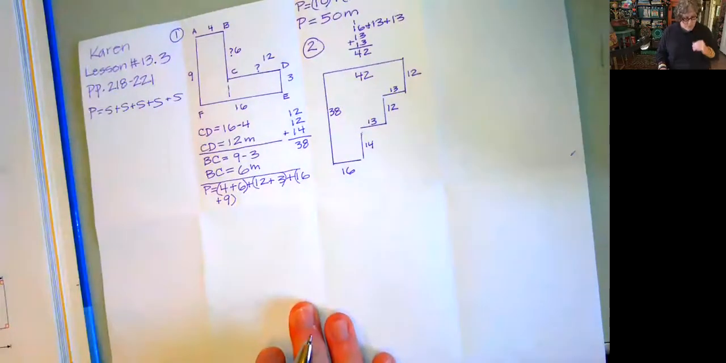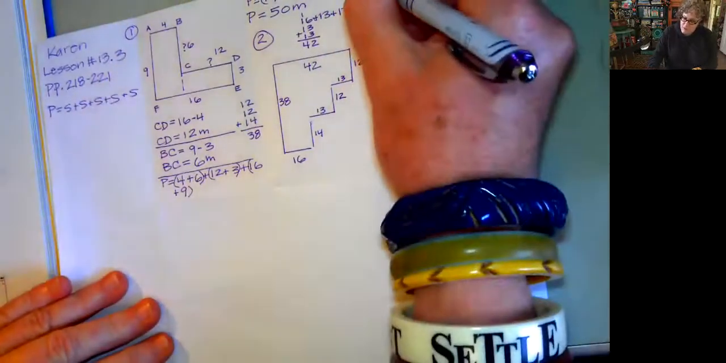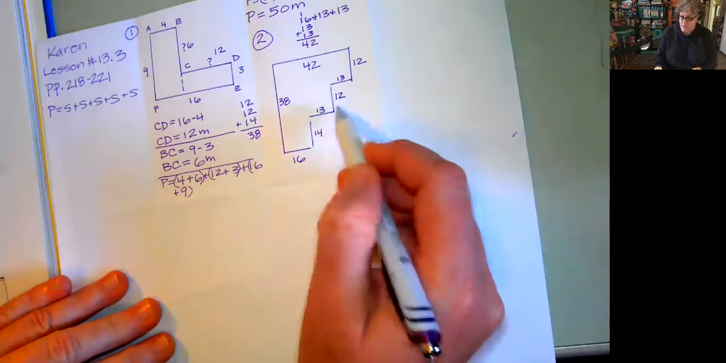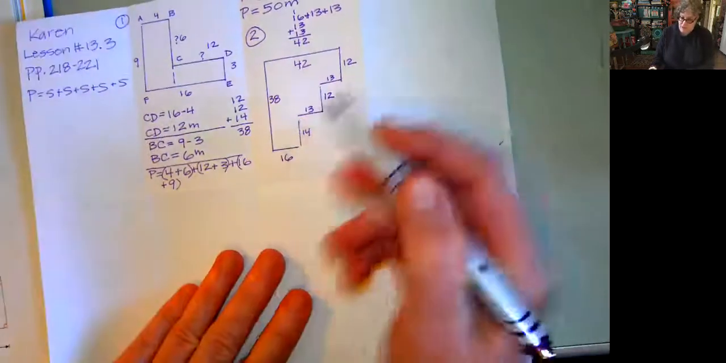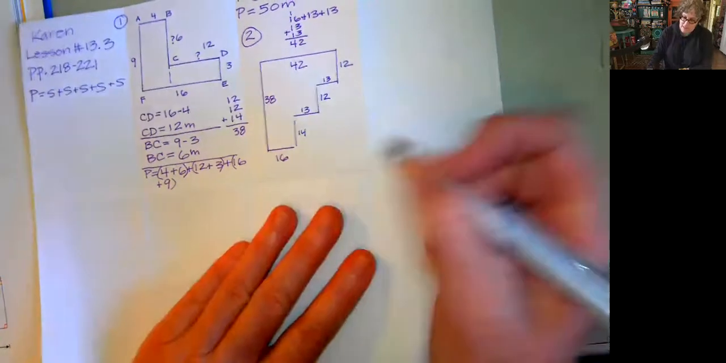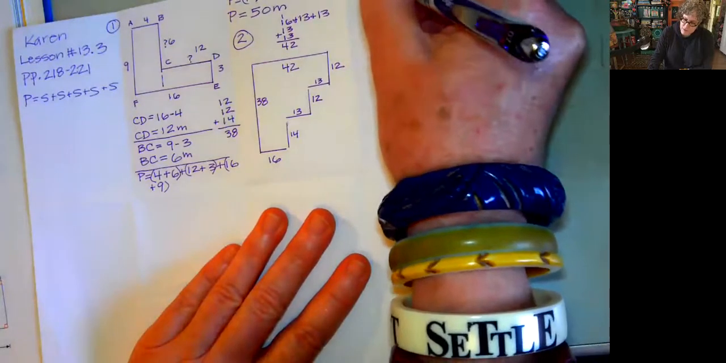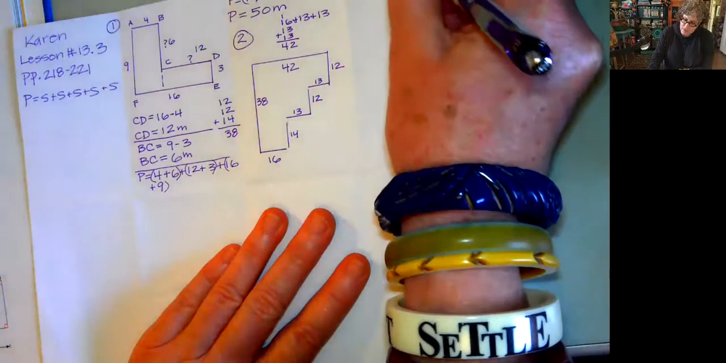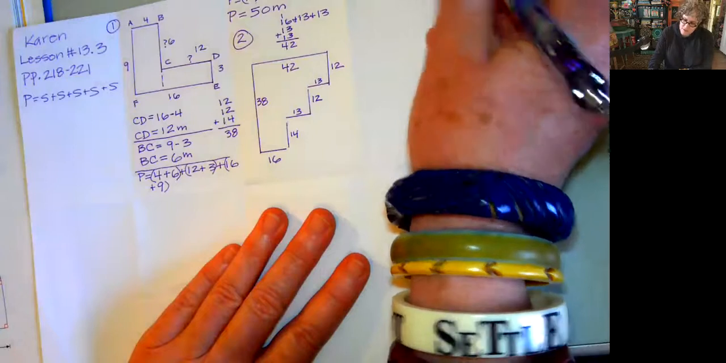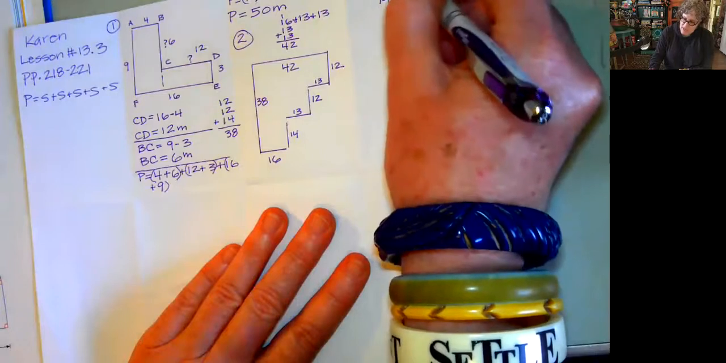Now, in order to find the perimeter of the figure, these are all inches. So in order to find the perimeter, I'm going to say P equals, and I have to add all of these together, right? Every little piece, every little side. This has 1, 2, 3, 4, 5, 6, 7, 8 sides. So I'm going to add 42 plus 12 plus 13 plus 12 plus 13 plus 14 plus 16 plus 38.